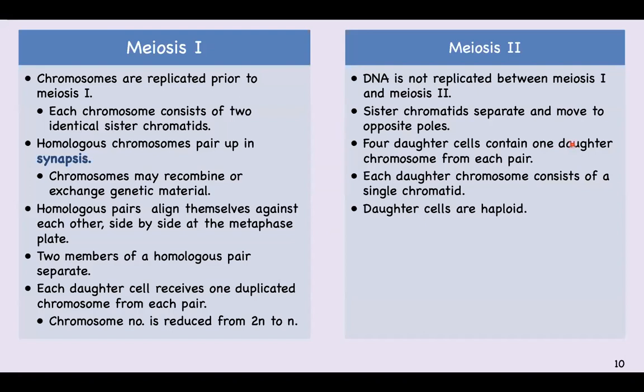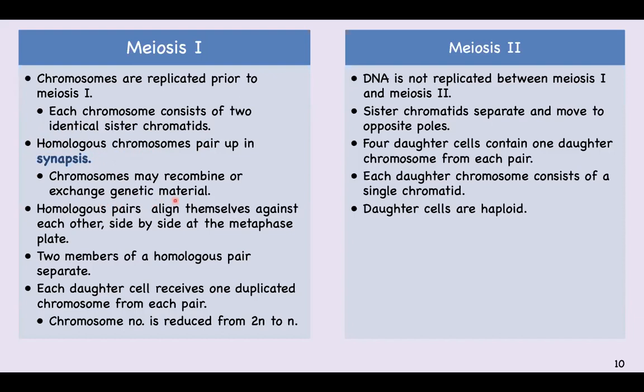Okay, this one. Meiosis 1, chromosomes are replicated prior to meiosis 1. And then each chromosome consists of 2 identical sister chromatids. Dalam prophase 1, we have the synapsis. So the homologous chromosomes pair up in synapsis. Okay, remember the term, meiosis 1, homologous chromosome. Okay, don't use sister chromatid here masa synapsis ni. Memang salah. A lot of students get confused between chromosomes and chromatid. Okay, don't get confused, please.